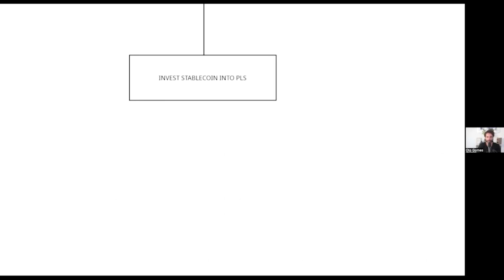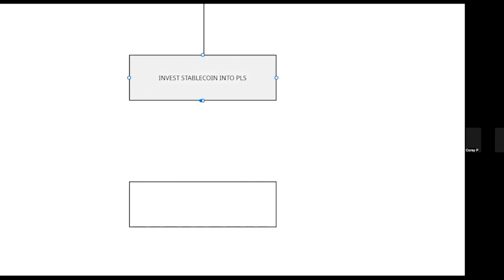So PLS, why PLS? Because they have a platform called liquidloans.io, which I've also done myself. And so you can then take this PLS and take a loan against it.